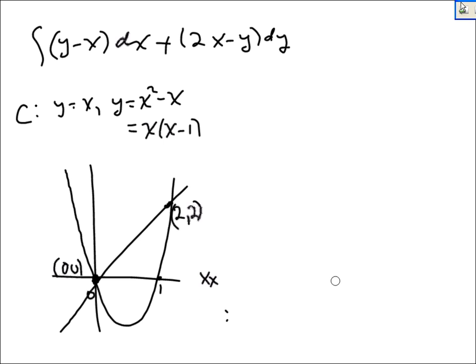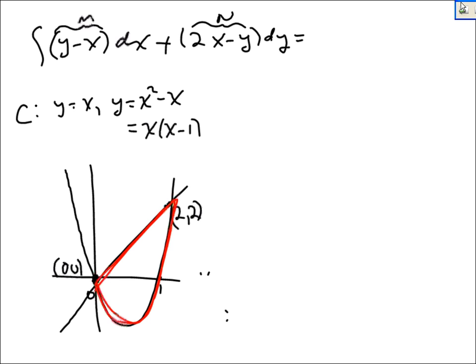Actually, let me be clearer than that. Is this right here. The area inside that ring. Okay. Now, I would call this M. I would call that N. And then I would invoke Green's theorem.